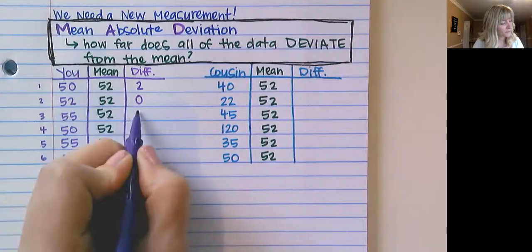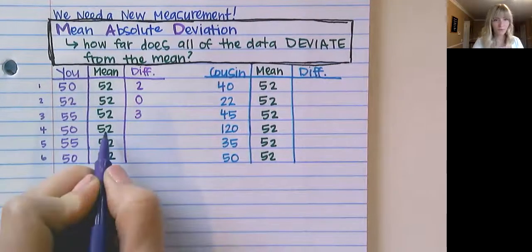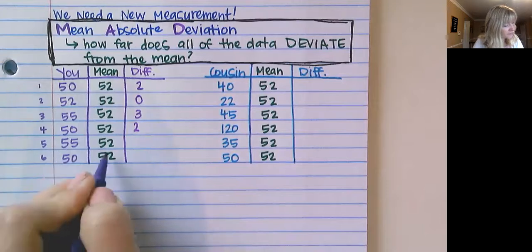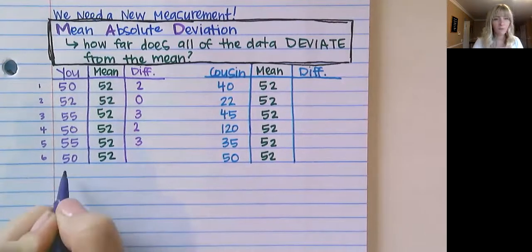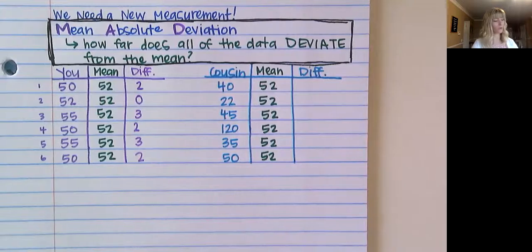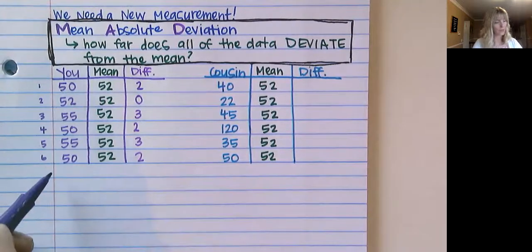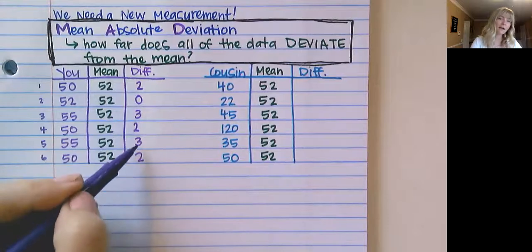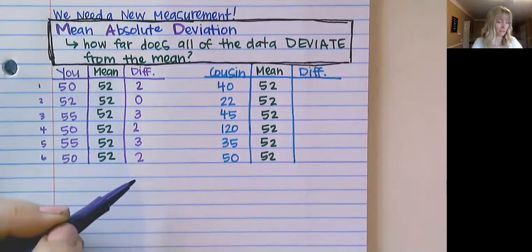55 minus 52 is 3. 50 minus 52 is -2. Drop the negative. 55 minus 52 is 3. And 50 minus 52 is -2. Once again, drop the negative. So this is your actual data. This is the mean of your data. And this is how far every single data point was from the mean.